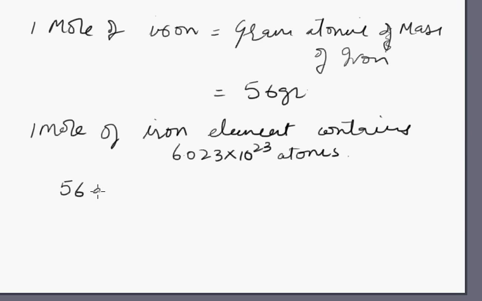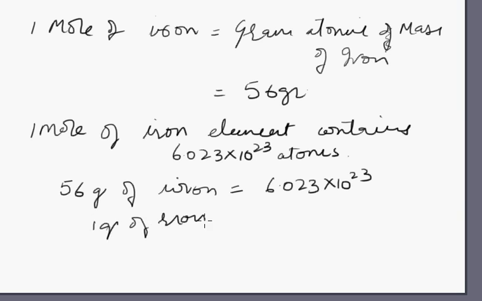Now we should get into the calculation part. That is, 56 grams of iron contains 6.023 into 10 to the power 23 atoms, by the third equation which we have derived. By this we get 1 gram of iron will be 6.023 into 10 to the power 23 divided by 56.